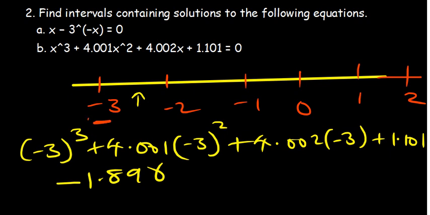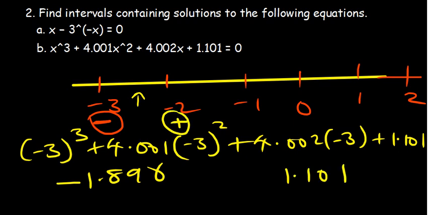All the same, try out negative 2. Where negative 3 was at every point, try to put a negative 2 and we see what we're going to have. So negative 2 cubed plus 4.001 times negative 2 squared plus 4.002 multiplied by the same negative 2 plus 1.101. I'm getting approximately a value of 1.101, which is a positive value.